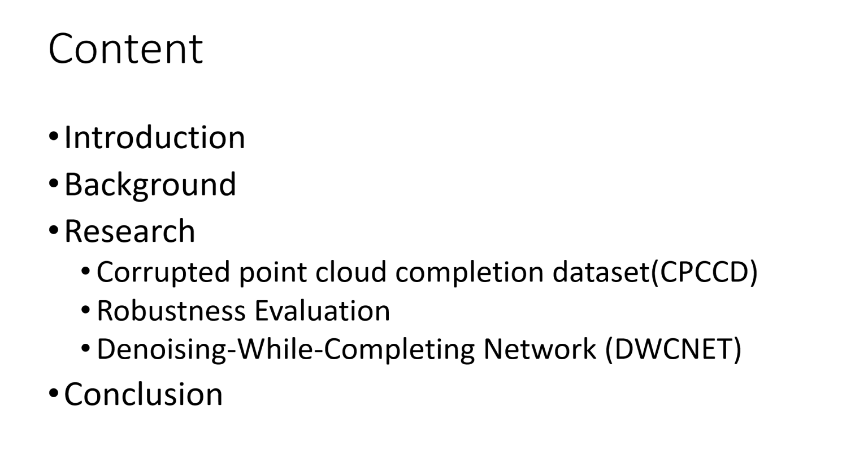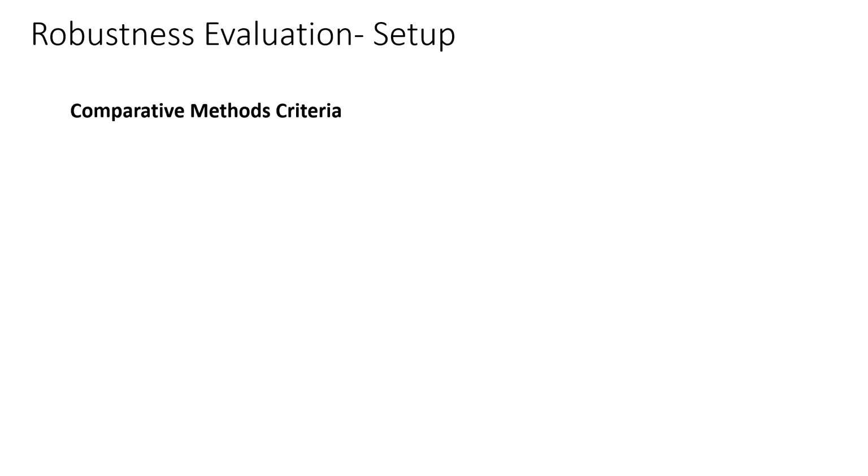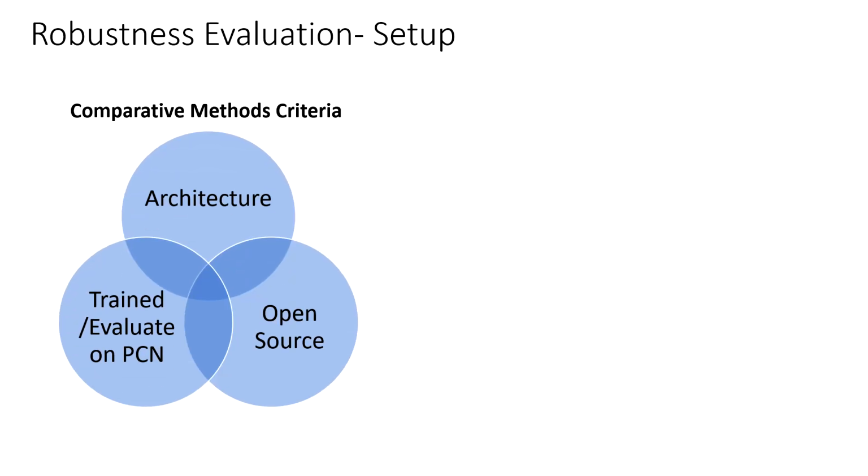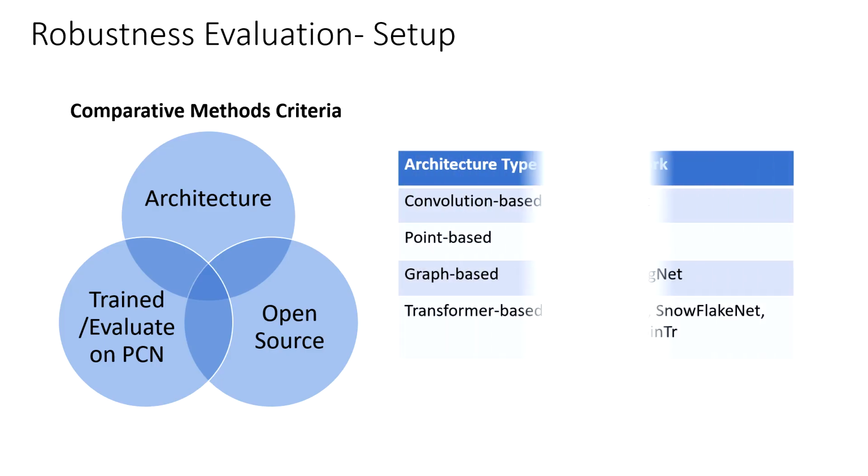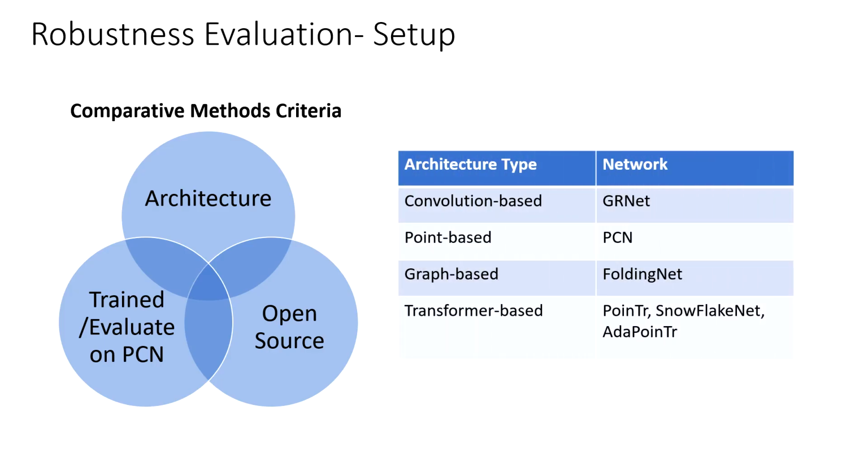And now that we have a robustness benchmark dataset, we can do a robustness evaluation. These are the criteria we considered for the robustness evaluation setup. We tried to pick at least one architecture from the different architecture types of completion algorithms, and we had to choose the ones that were trained on the PCN dataset, as CPCCD is based on it. And of course, we had to choose the ones with open source code and pre-trained models.